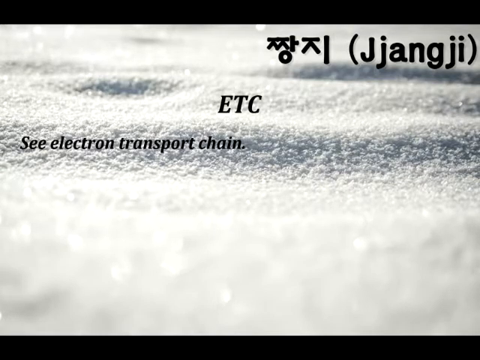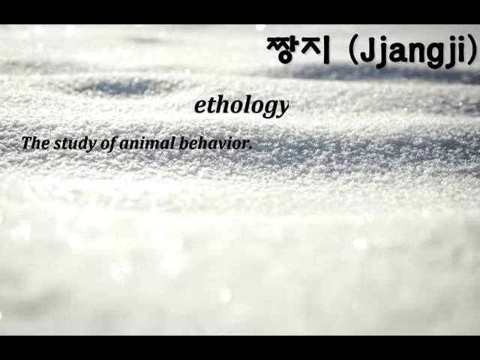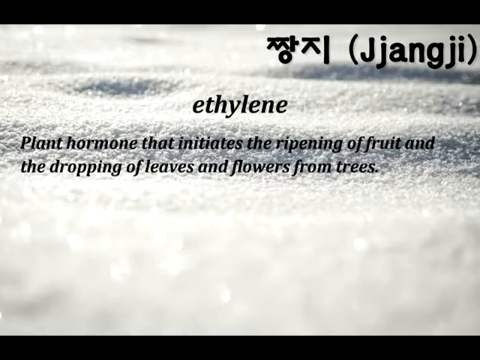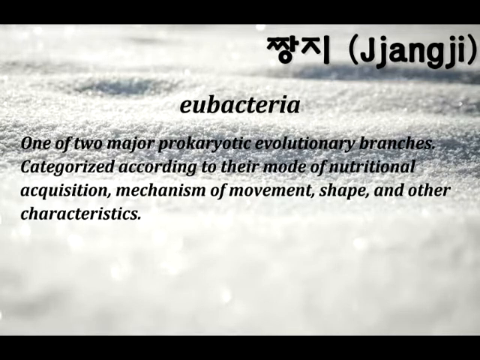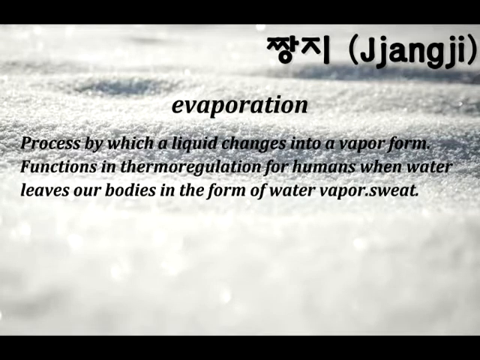See electron transport chain. Ethology, the study of animal behavior. Ethylene, plant hormone that initiates the ripening of fruit and the dropping of leaves and flowers from trees. Eubacteria, one of 2 major prokaryotic evolutionary branches, categorized according to their mode of nutritional acquisition, mechanism of movement, shape, and other characteristics. Evaporation, process by which a liquid changes into a vapor form. Functions in thermoregulation for humans when water leaves our bodies in the form of water vapor, sweat.